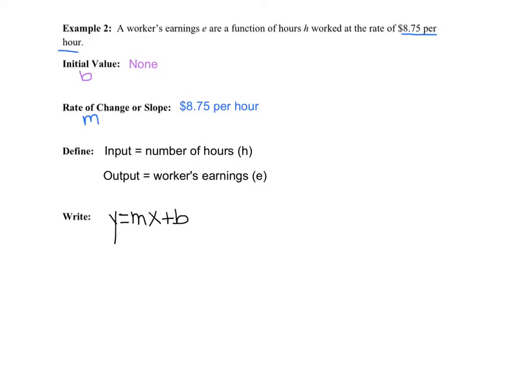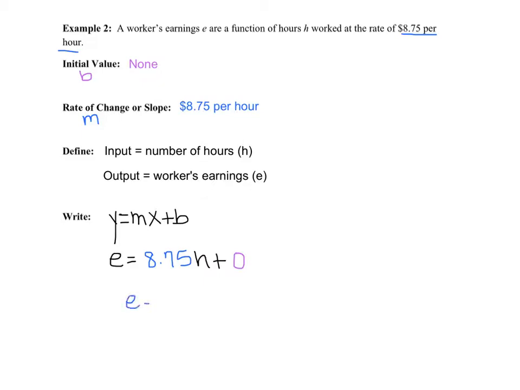So now let's identify our output, our rate of change, our input, and our initial value. So your output in this problem, we identified as your worker's earnings. That's your E. So E equals, my M is my rate of change, which we identified as $8.75. Your input, your X value, is the number of hours the worker works. So that's your H, plus our B here, well, there wasn't a B, there's none. Therefore, your B is equal to 0. And do we need that 0 there? No, we don't.